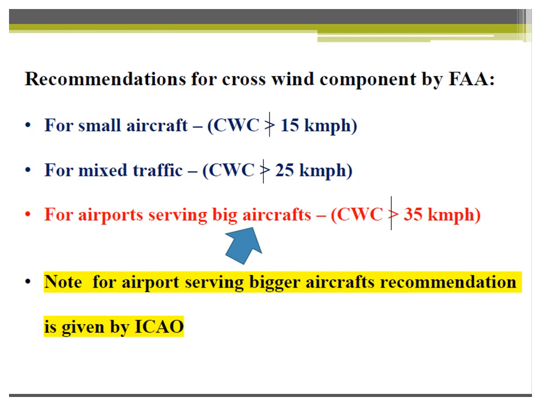Recommendations for crosswind component by FAA. For smaller aircraft, the crosswind component should not be greater than 15 km per hour. For mixed traffic, it should not be greater than 25 km per hour. For airports serving bigger aircraft, it should not be greater than 35 km per hour. These are the recommendations suggested by ICAO and FAA.